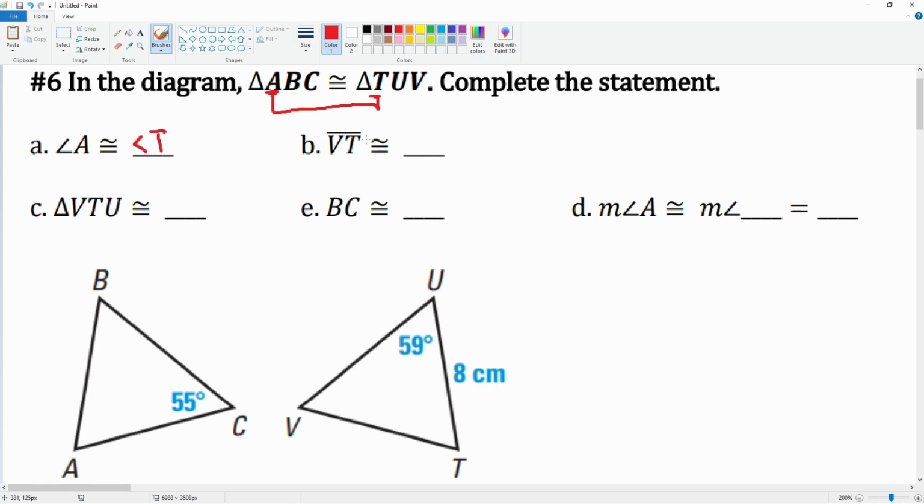Let's look at VT. Where's VT? VT looks like it's like this, and there are no definable marks for VT. So we have to look at the statement here. VT is made up of what? VT looks like it's made up of the third and then the first one. So it has to be congruent to line CA. Okay, so that is congruent here too.